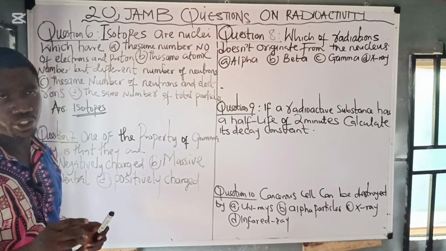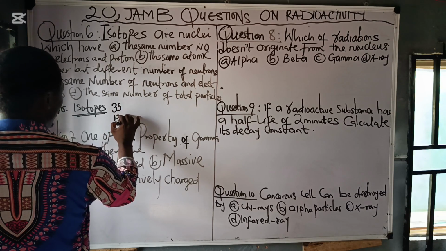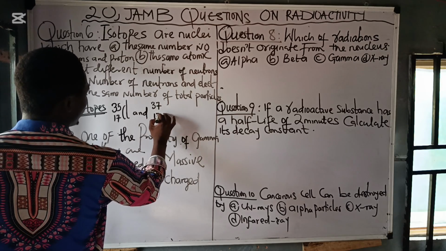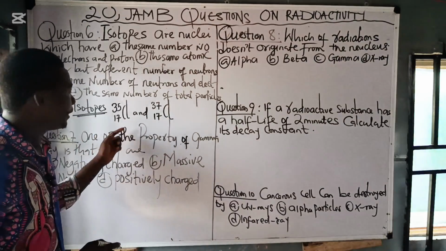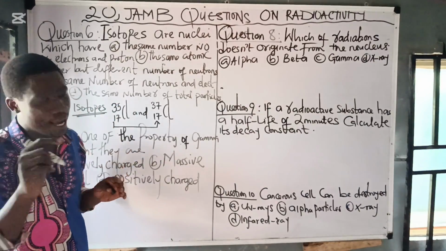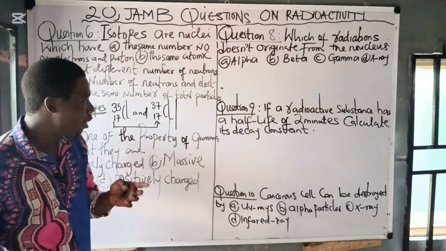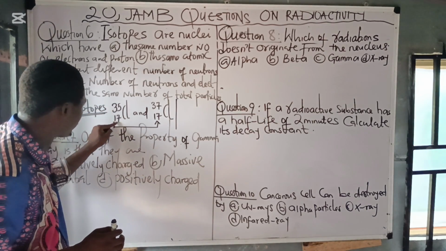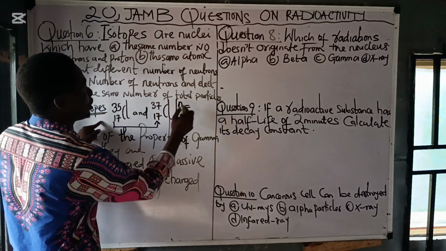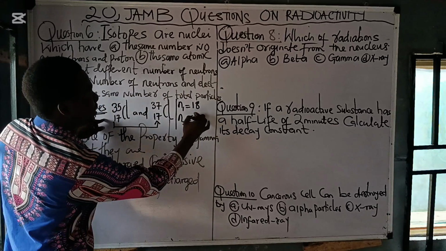I'll give you just one illustration because of time. So you have 35 17 of chlorine and 37 17 of chlorine. Take a look at this. The atomic number is the same, but the mass number is not the same. Why? Because the numbers of neutrons for both atoms are not the same. What do I mean? Neutrons here: 35 minus 17 will give us 18. The second one, 37 minus 17 will give us 20.